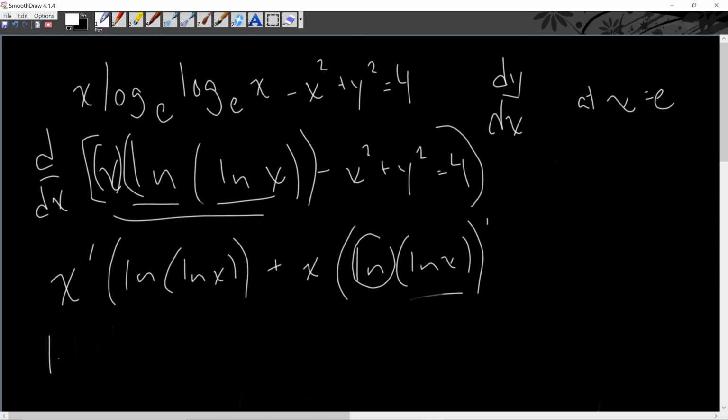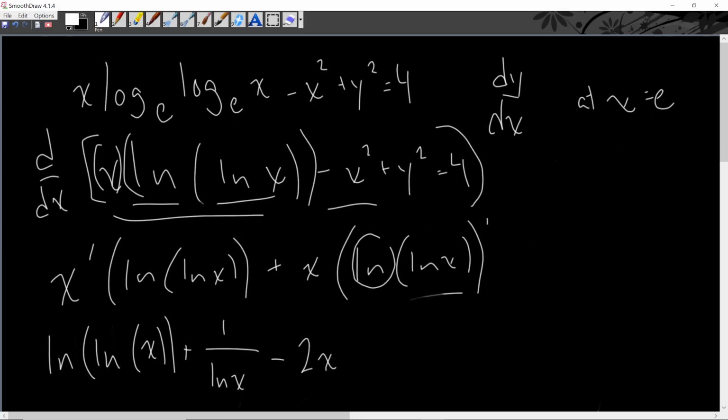So we have ln x, plus 1 over ln x, minus, we said, the derivative of the x squared. We bring that 2 out front. 2 minus 1 is 1. So 2x to the 2 minus 1 is going to be 2x.